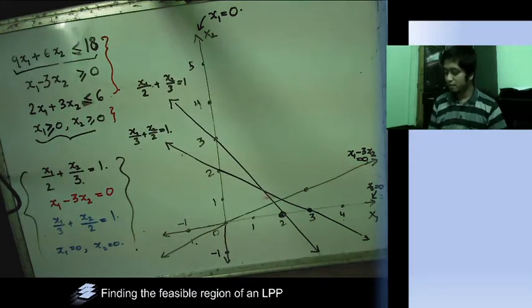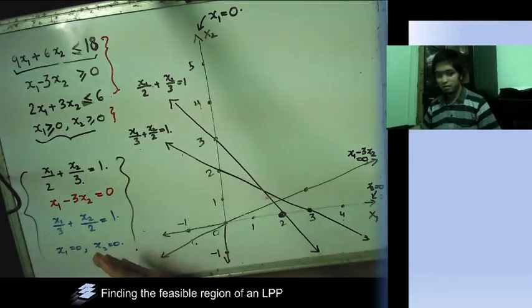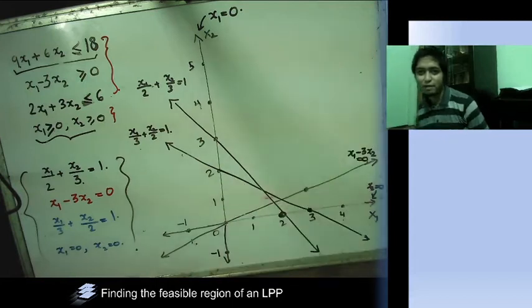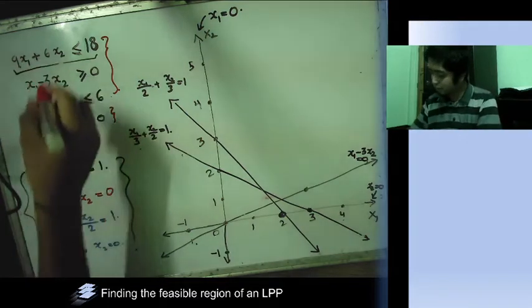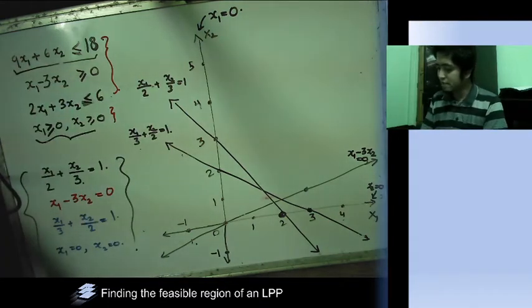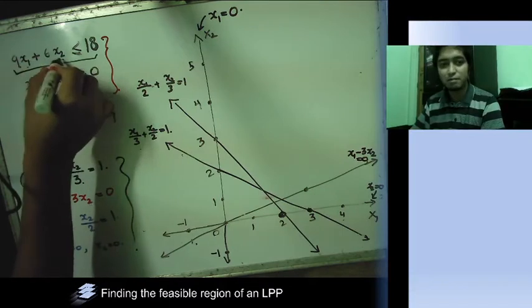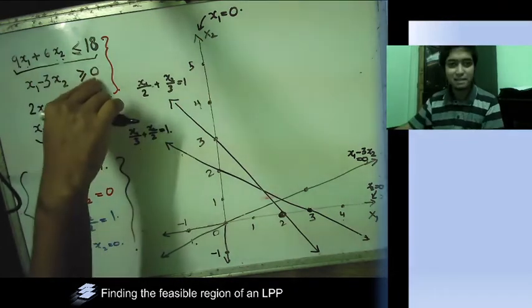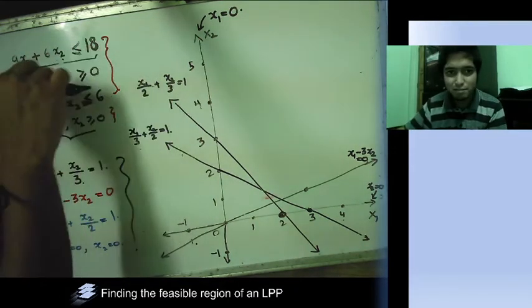Okay, so now what will we do? This region will be either this whole thing or this whole thing right here. We just need to know which side it represents. For that, we just put 0, 0, that is, x1 equal to 0 and x2 equal to 0 here. We can do that since the right hand side is not 0. If the right hand side is not 0, just put 0, 0.